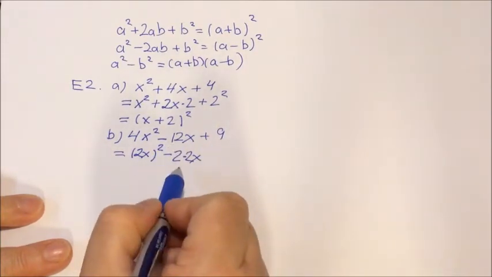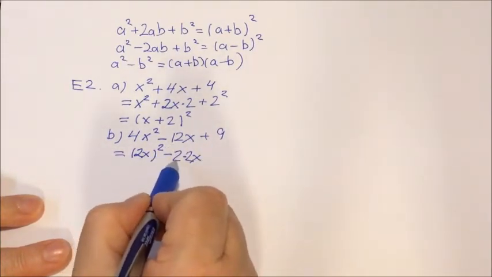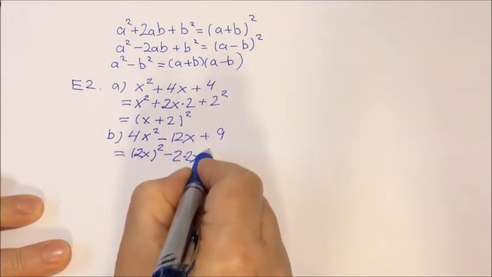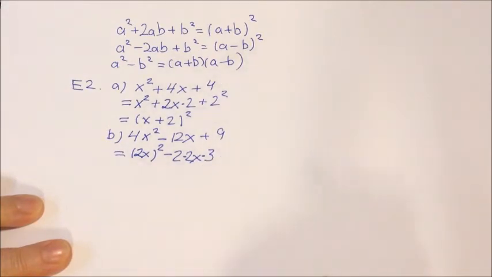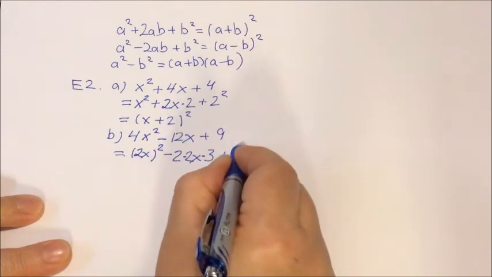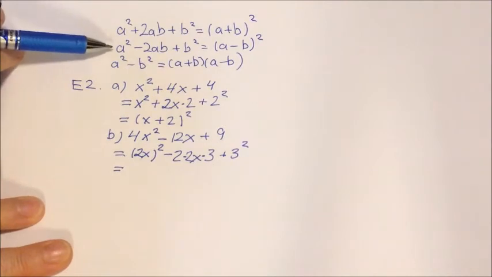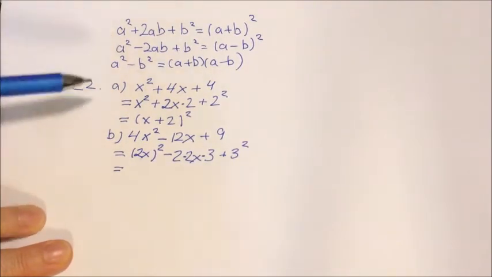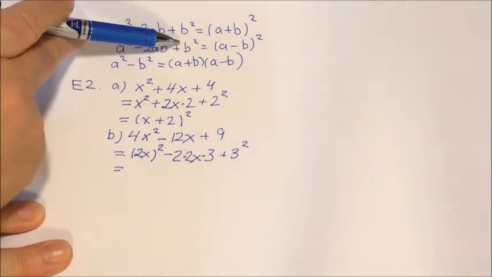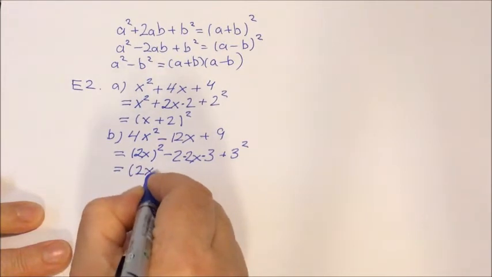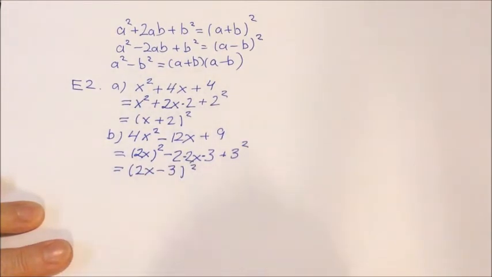And if we have 12x, here we have minus 2 times 2, that's 4, so we should still have times 3. But that's nice, because the term 9 can be written as 3 squared. Now this polynomial is exactly the same form as the second one, and instead of a we have 2x, and instead of b we have 3. So this must be (2x minus 3) squared.